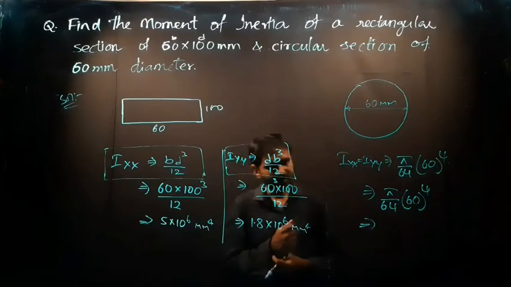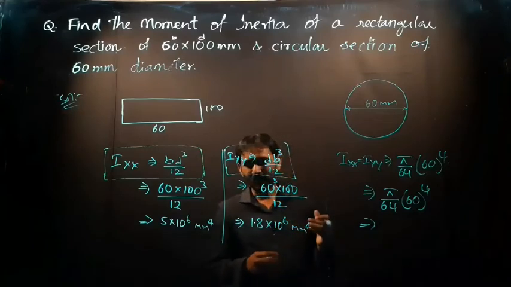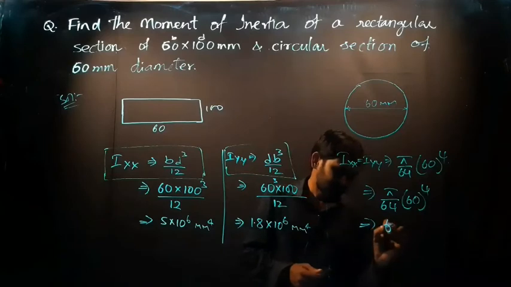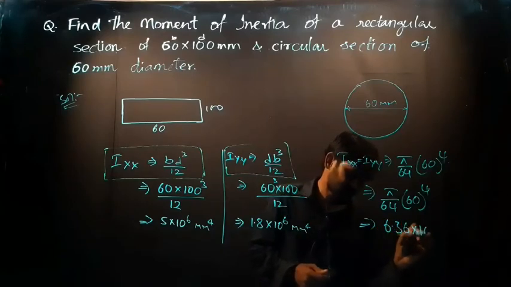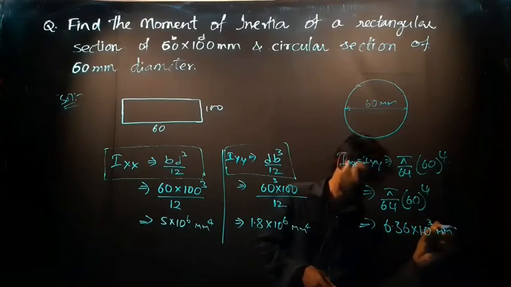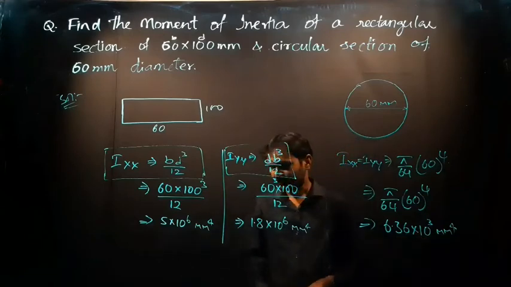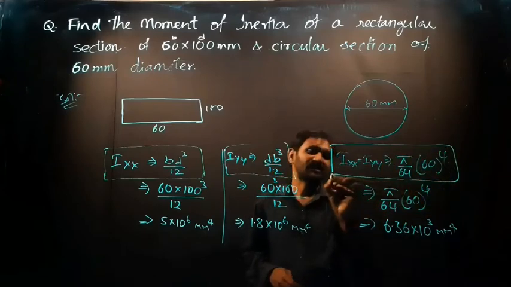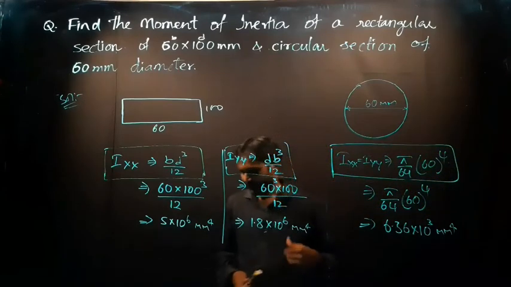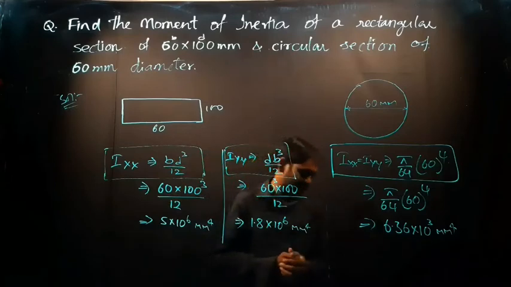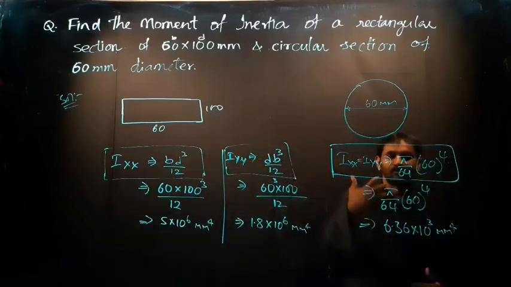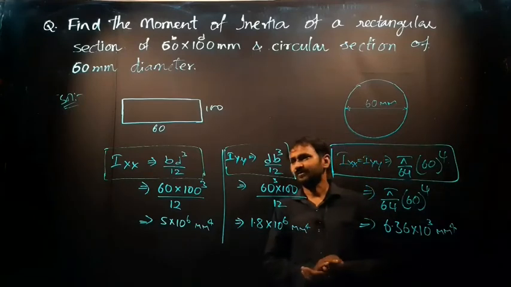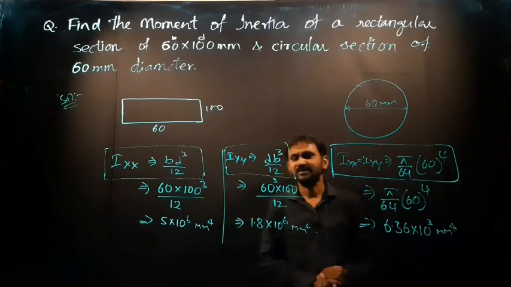The value of this will be 6.36 into 10 to the power of 6 mm to the power of 4. So this is the moment of inertia of the circular section. Like this you have to find out. This will come for 2 marks and 3 marks problems in your question papers. So these are very simple questions, directly straightforward, you have to substitute these.